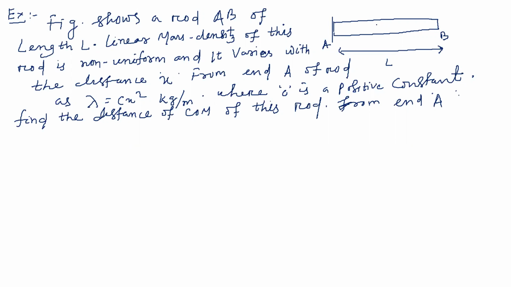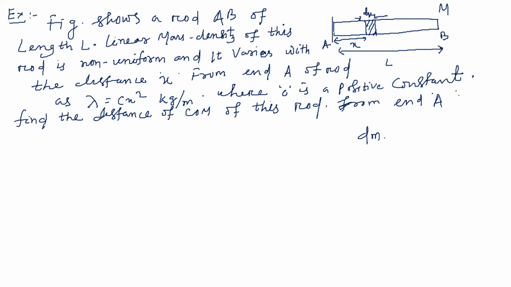Students, let the total mass of the rod be m. First, let's consider a small part in the rod, and let the width of that small part be dx. Let that part be at a distance x from end A. And students, what will be the mass of this small part?